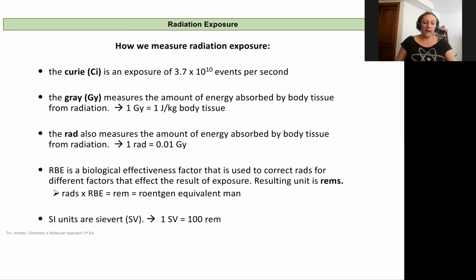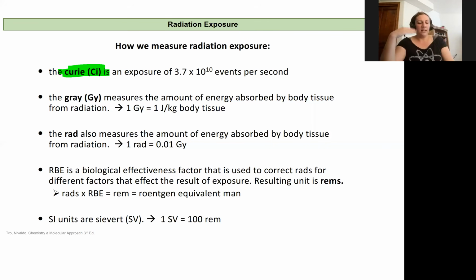So Curies end up in that first category we talked about. A Curie, named after Madame Curie, is an exposure of 3.7 times 10 to the 10 events per second. Events are going to be emitted particles, something that would be like a count per minute or count per second if you had a Geiger counter. And so that's really talking about a rate of activity, like how many of these particles am I being exposed to over a period of 1 second.